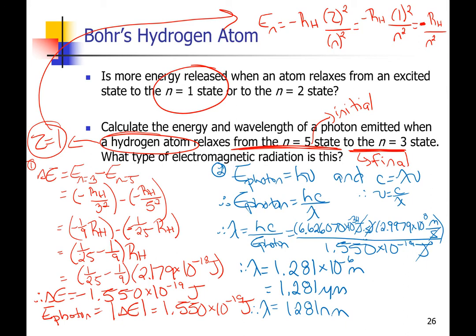I'm particularly fond of the nanometers answer for this particular question, simply because I'm then asked what type of electromagnetic radiation this is. And I know that visible light is 400 to 700 nanometers. 1,281 nanometers is bigger than that, longer than that, lower energy than that, but still pretty close. And so this is therefore going to have to be infrared or IR radiation.